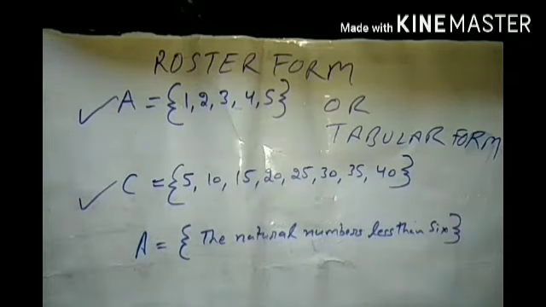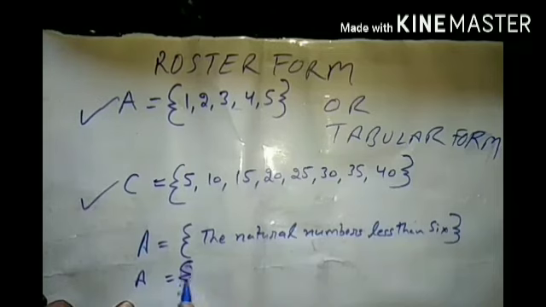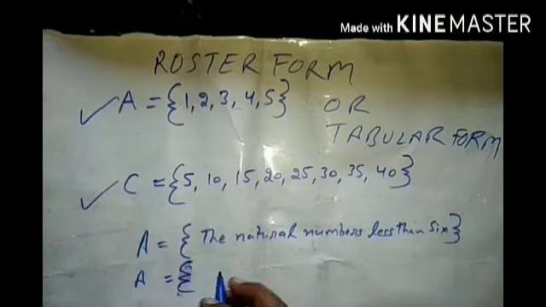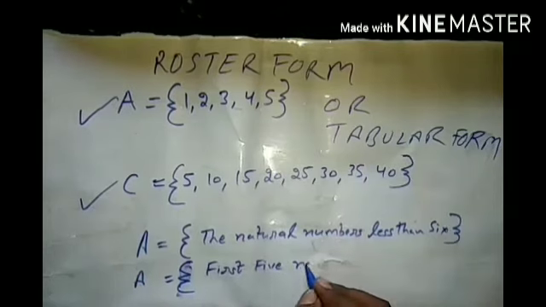But it can be thought of in another way. We can also write it like this: first 5 natural numbers.